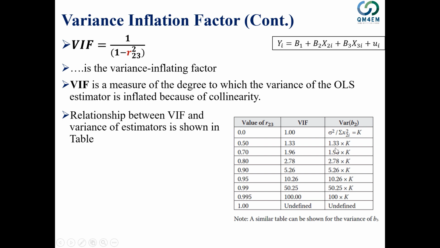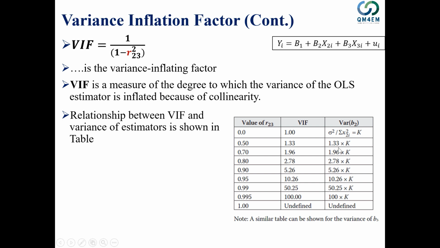Similarly, when correlation increases to 0.7, VIF is 1.96. So the variance gets inflated by a factor of 1.96, and so on. The first thing you should note is that when there is no correlation, or no multicollinearity, VIF is 1. However, as you move toward stronger and stronger correlation between the explanatory variables, the VIF increases, and the increase in variance is not linear. It's very nonlinear. Look into it.